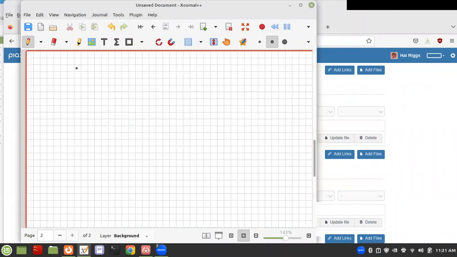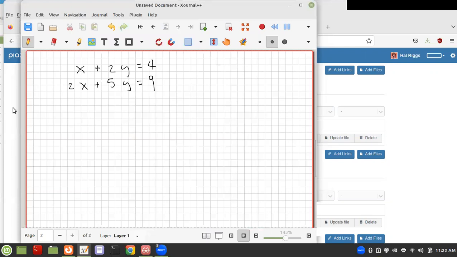Okay, so let's say we have a system like this: x plus 2y equals 4 and 2x plus 5y equals 9. Well, you might have seen a system like this in an algebra course, in which you thought of it as two equations and two variables, and your solution method might have been to solve the second equation for x in terms of y, and then plug in for x up here. Then you have one equation in one variable and solve for that. And we're not going to do that.